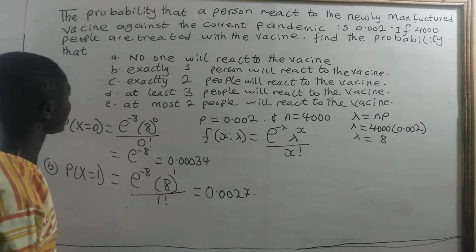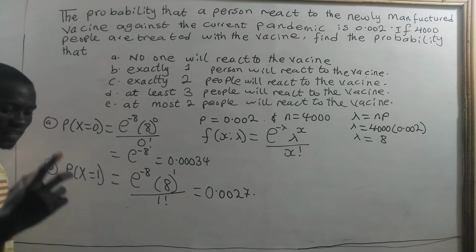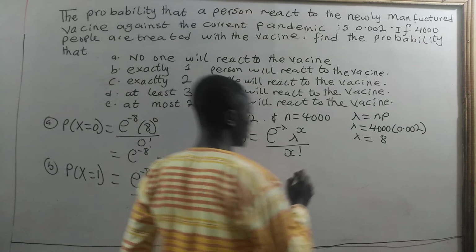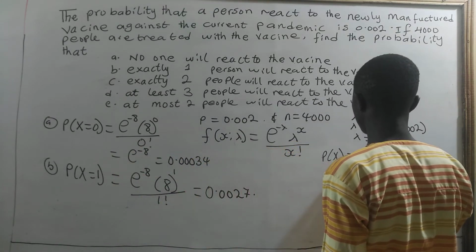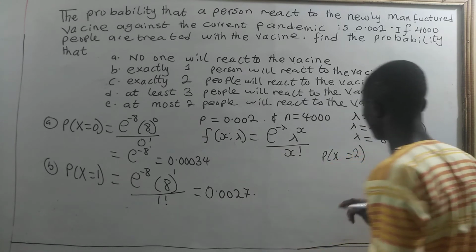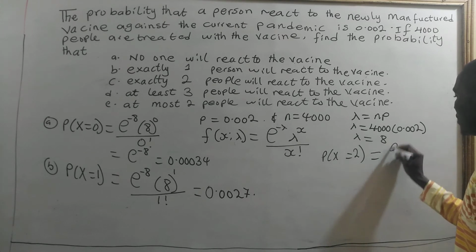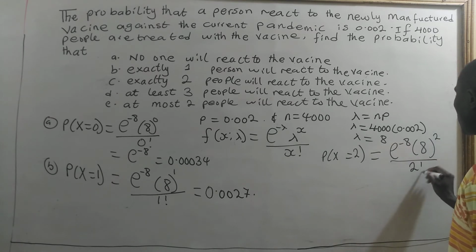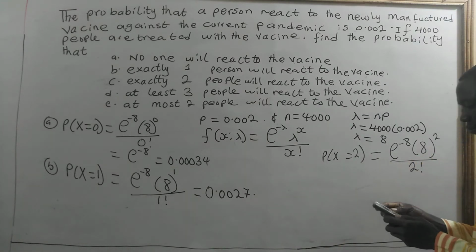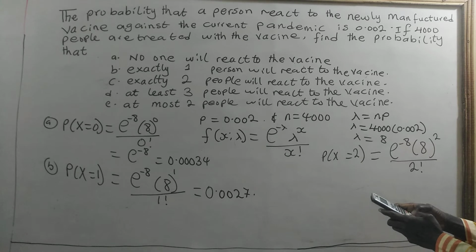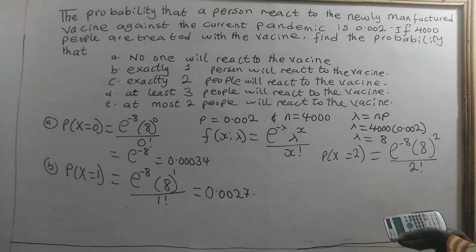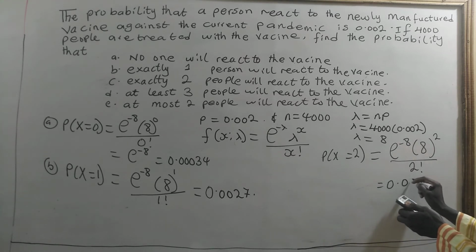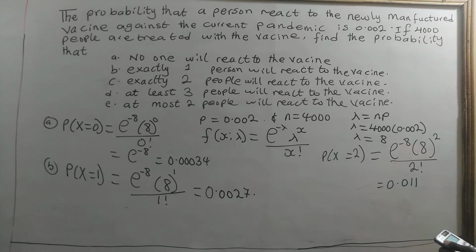Now, let's go to the C. Exactly 2 people will react to the vaccine. If it is exactly 2 people, then it means that we are going to calculate P of x equal to 2. And that is the same as e to the power negative 8 times 8 squared, divided by 2 factorial. So let's take our calculator. That will give us 64 times e to the power minus 8 divided by 2. That will give us 0.011 to two significant figures.